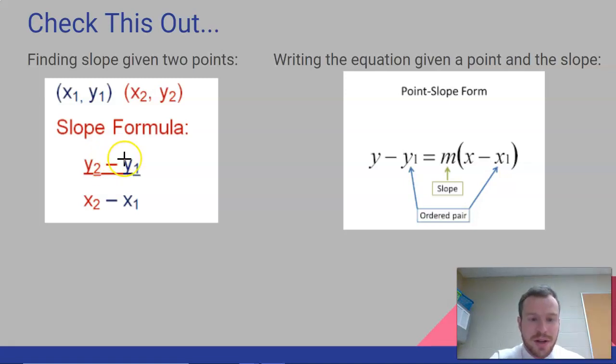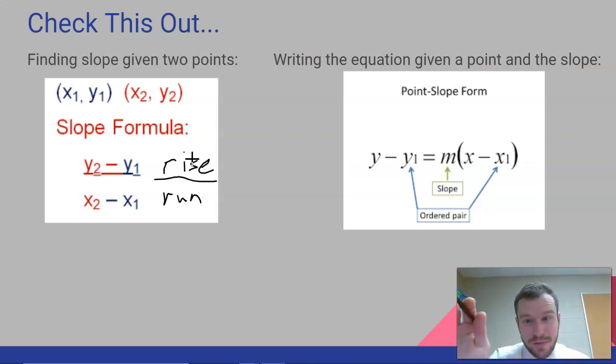We have y2 minus y1 in the numerator because it's the rise. The y values are the rise, and the x values help us find the run. So just think rise over run like you know slope to be, and it'll help you to remember the slope formula.